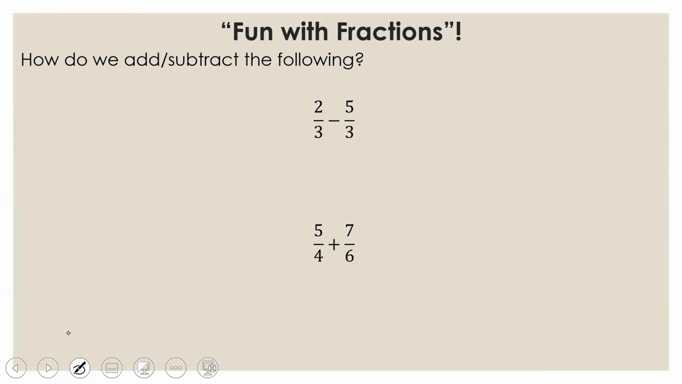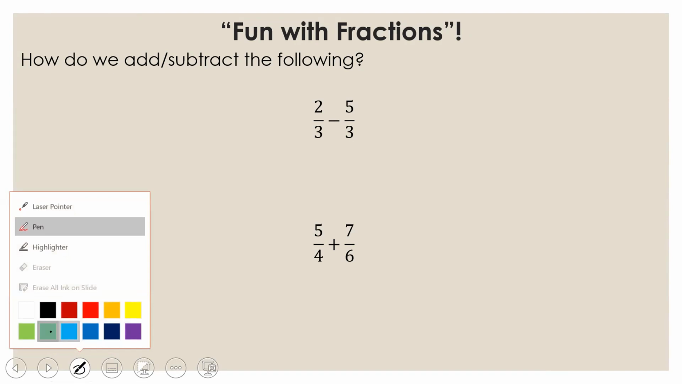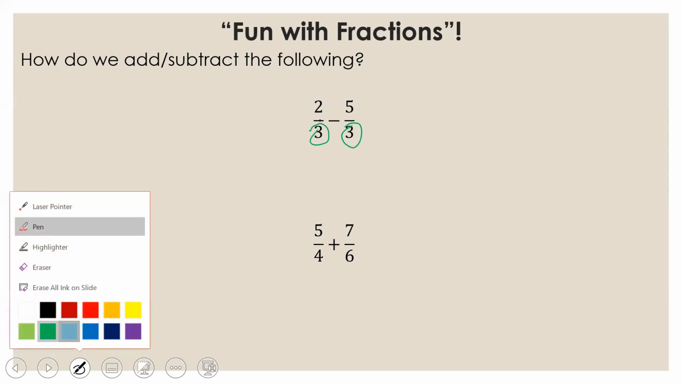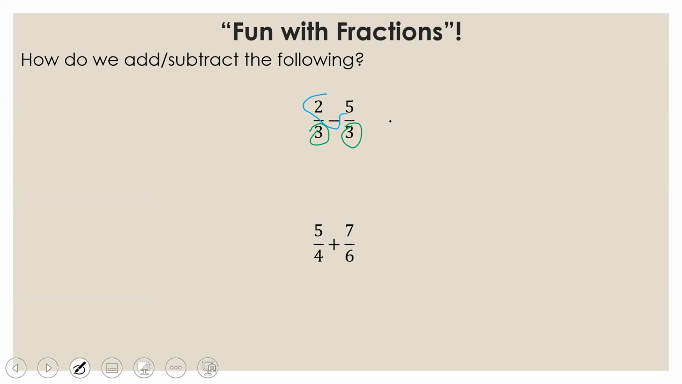Recall that when we subtract two fractions, the first thing we need to make sure of is that we have a common denominator. In this case, we do, since the denominators of both of these are 3, which means we can just subtract the numerators. On the top, 2 minus 5 gives us -3. The denominators stay the same since they're common, so I have -3/3. After we complete that, we want to reduce as much as possible. So -3/3 becomes -1, and that's our answer there.